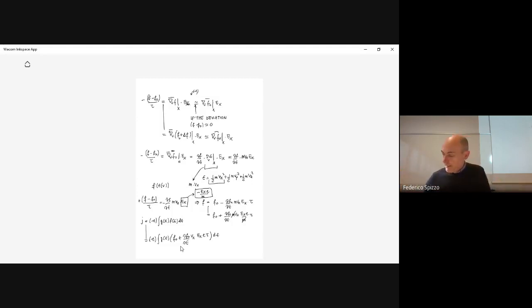So at this point, I may just evaluate minus E integral of G of E dF0 over dE Vx times Ex electronic charge relaxation time dE. So I do not consider F0 as the average value due to F0 is equal to zero.